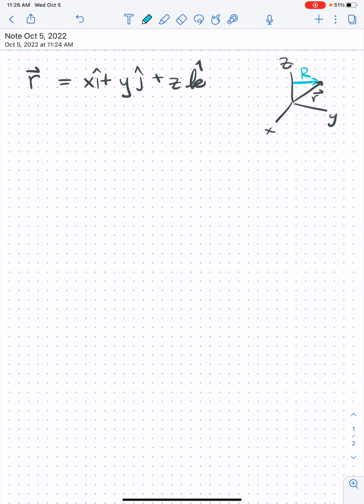And the angle that makes with the x-axis from the vertical is theta. So let's imagine that this goes down here like this. This is our r, and this is our theta. So that means that x is R cos theta, y is R sine theta.